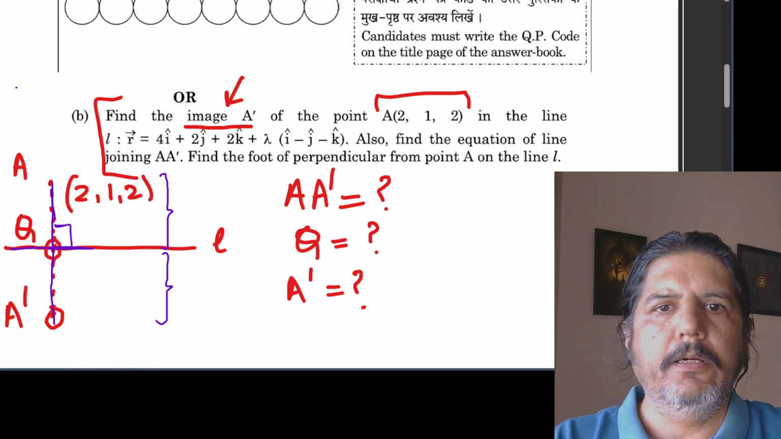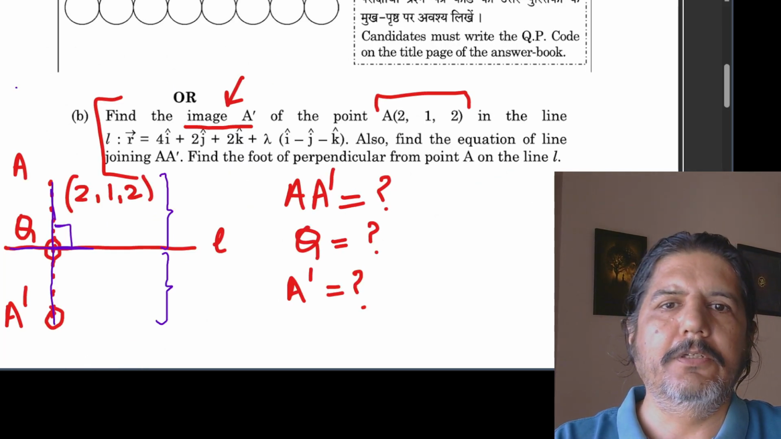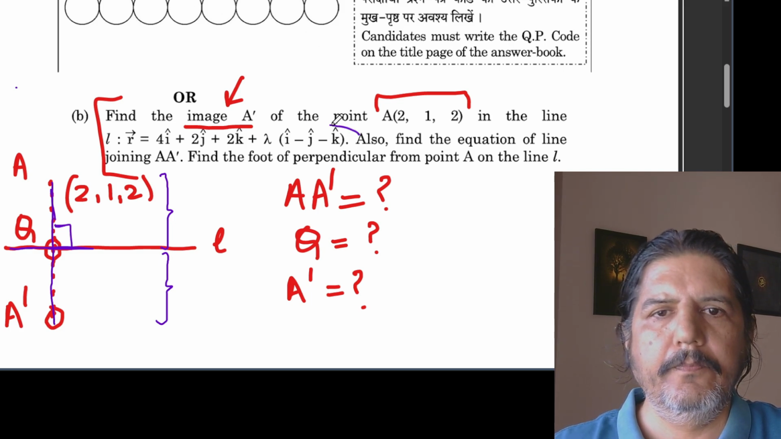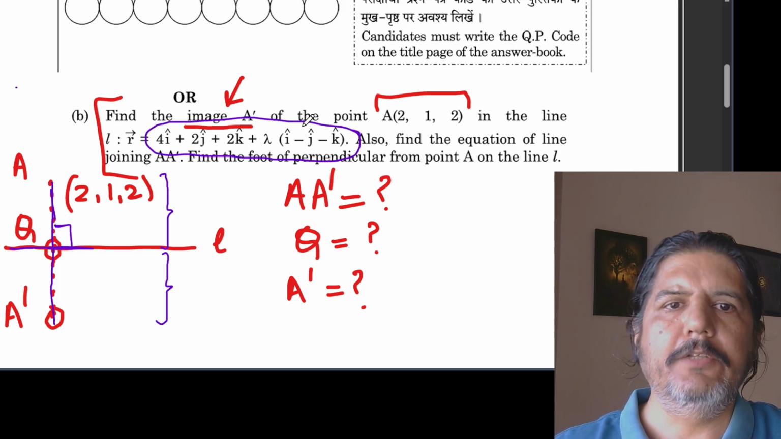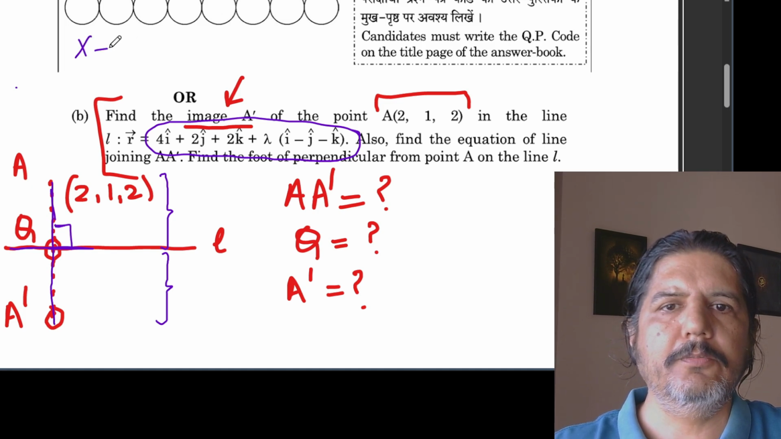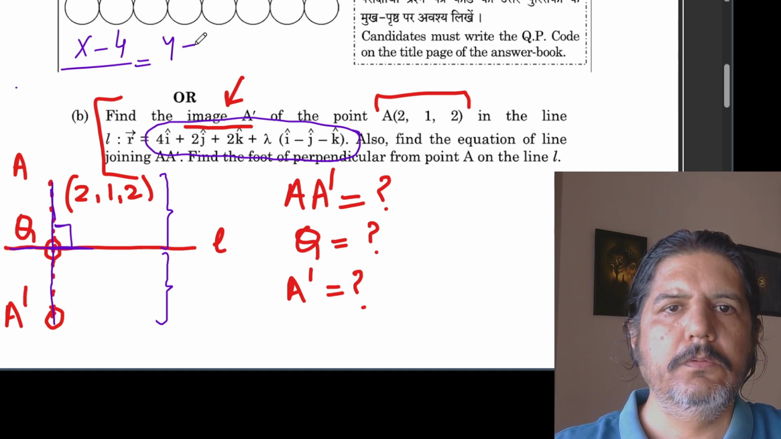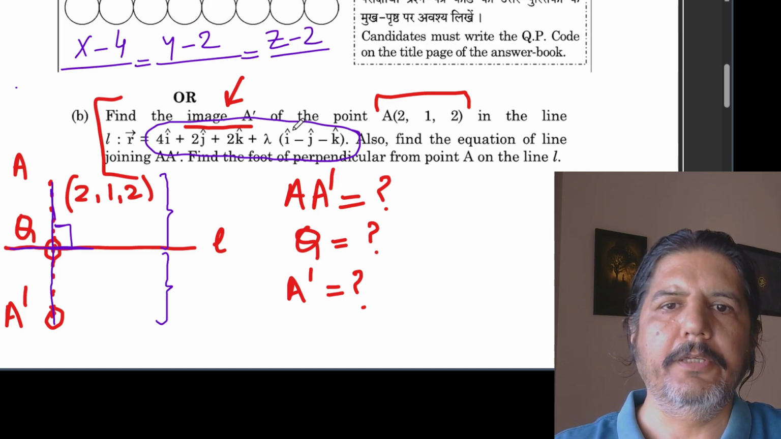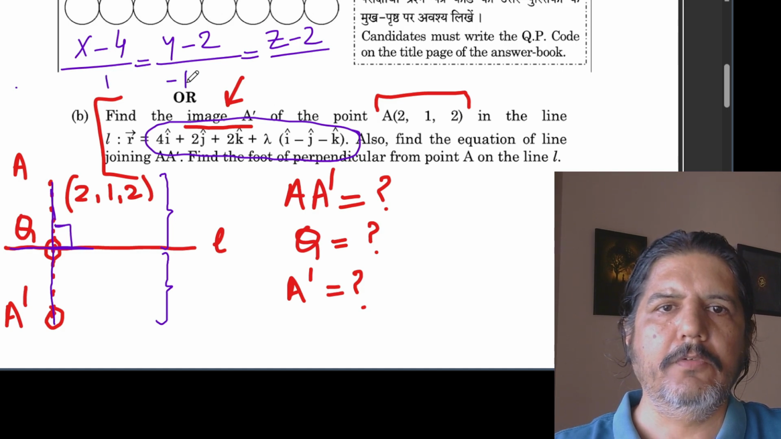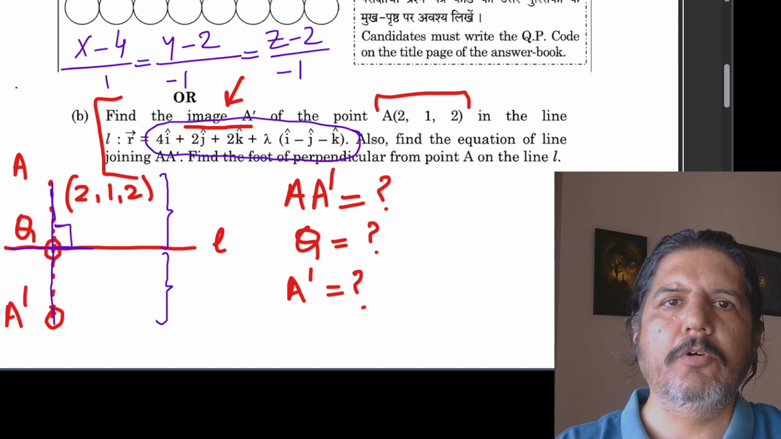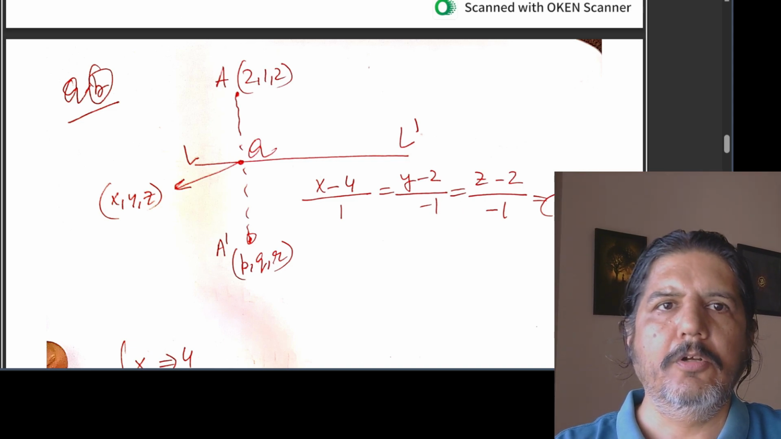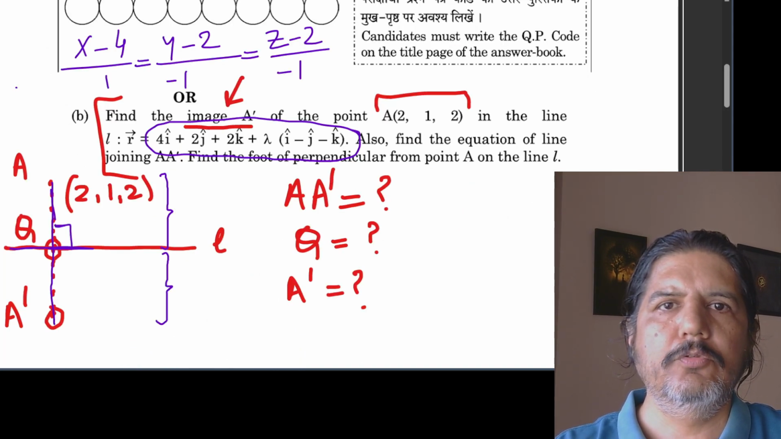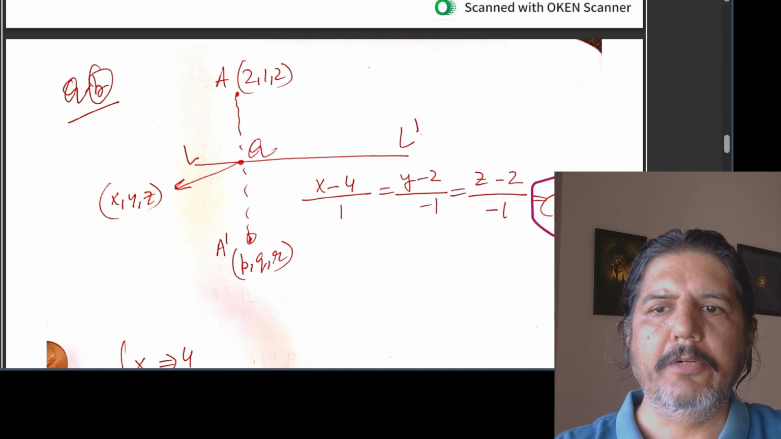Again, because I am very comfortable with Cartesian, I have reduced this equation to the Cartesian form. So how do I reduce this equation? This would be (x minus 4), (y minus 2), (z minus 2), and the direction ratios I'll be taking from here: 1, minus 1 and minus 1. So this equation is (x minus 4) upon 1, (y minus 2) upon minus 1, (z minus 2) upon minus 1, and this would be equal to lambda.